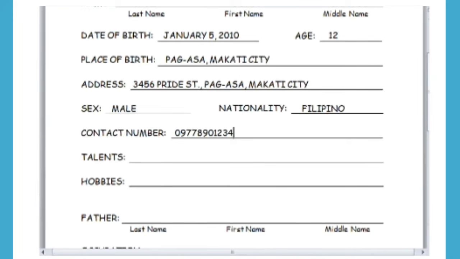Next item, talents. What are your special gifts or skills? For John, let us just say his talents are singing and dancing. Next, hobbies. These are the things you regularly do or enjoy doing during your free time. As an example, let us put here reading stories and solving puzzles.